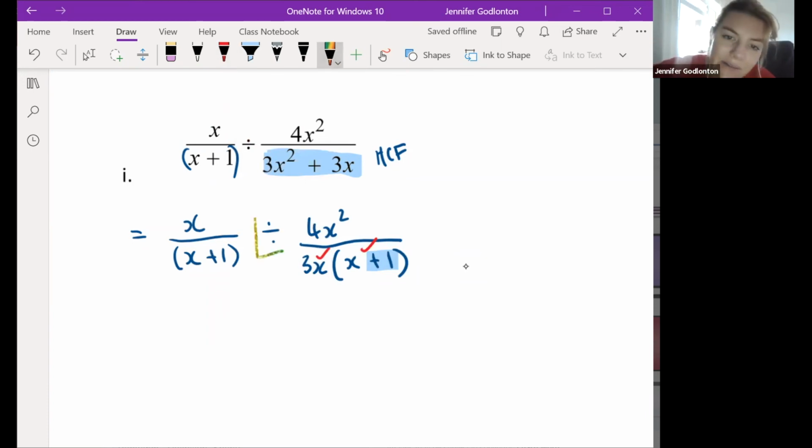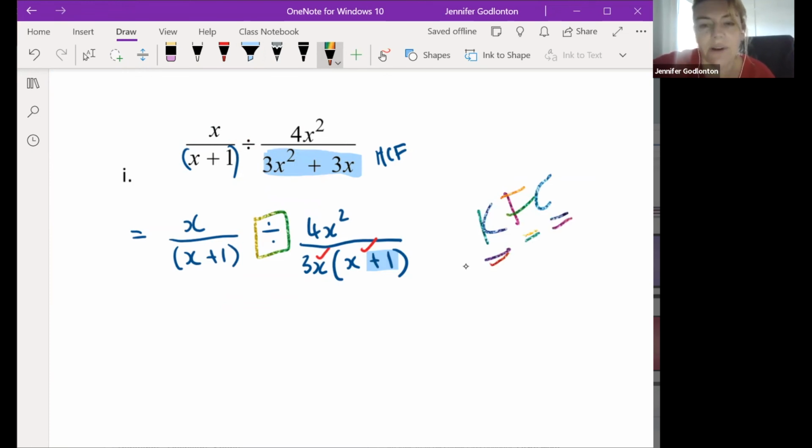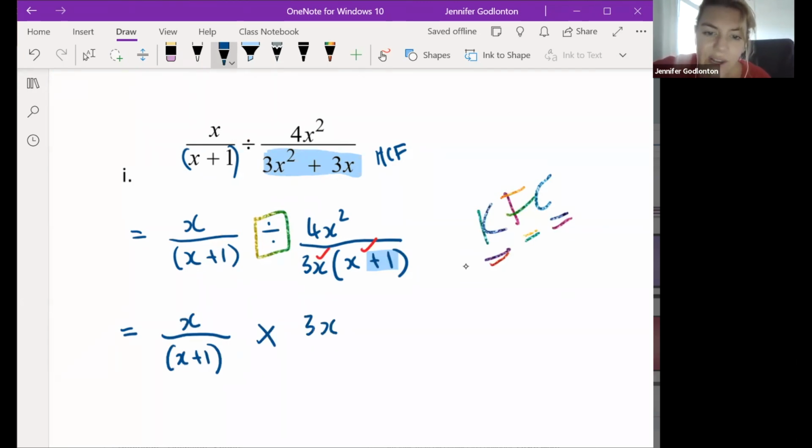Now we are going to deal with this division sign. So we're going to keep the first fraction. We're going to do KFC. So we're going to keep the first fraction, flip the second fraction, and change the sign. Okay, so keep the first fraction, x over x plus 1. We're going to change the sign. We're going to flip the second fraction.